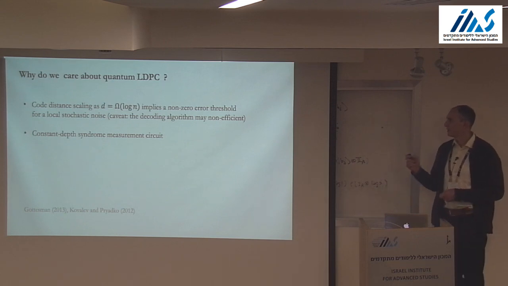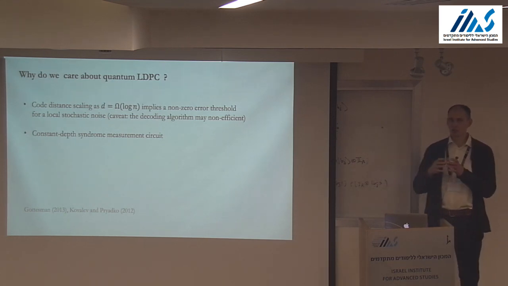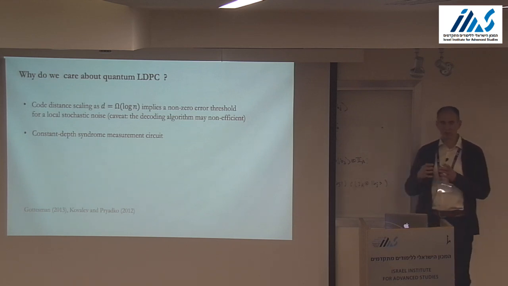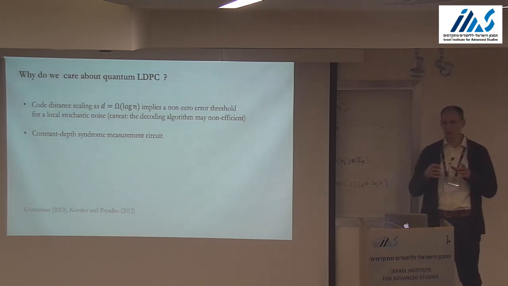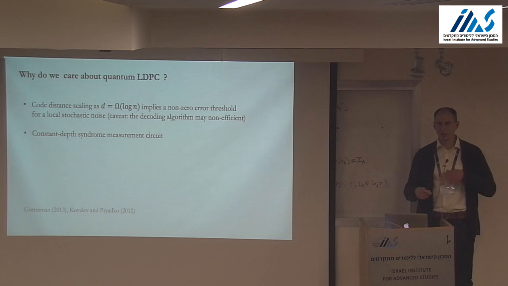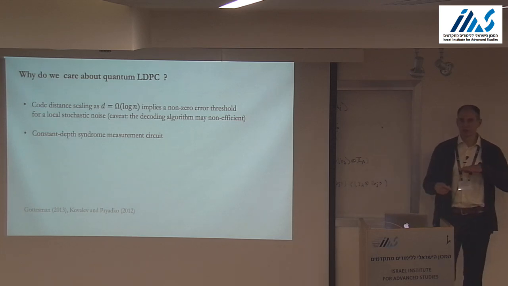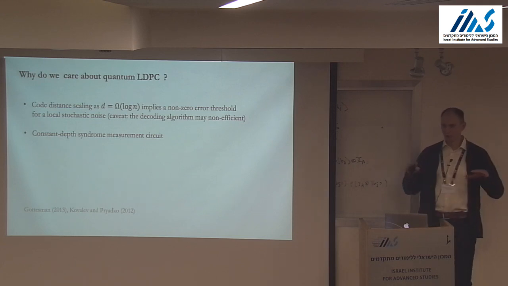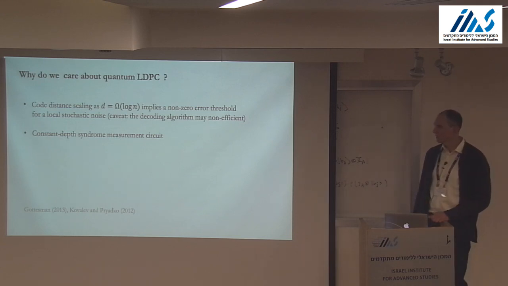Then, because stabilizers of LDPC codes act only on a few qubits, it's easy to measure the syndrome of every stabilizer. Basically, it requires only a constant depth quantum circuit. And again, if the circuit is noisy, then we would be able to correct errors introduced by the noisy implementation of this circuit.